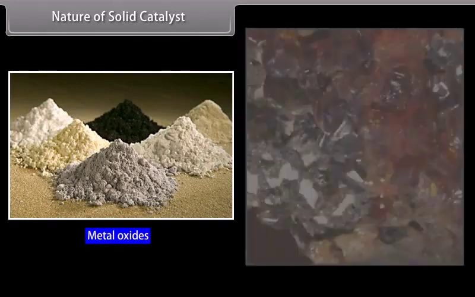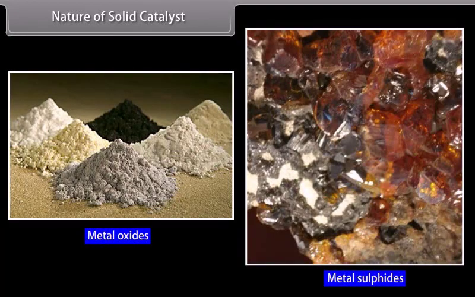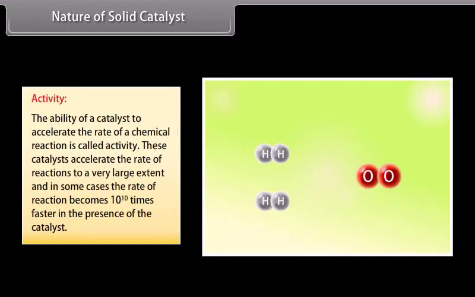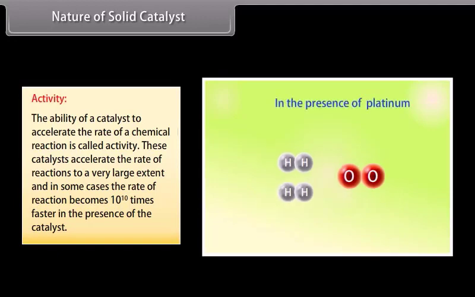Nature of solid catalyst. Metals, alloys of metals, metal oxides, metal sulfides, or mixture of these are generally used as solid catalyst. The two important aspects of solid catalysts are activity. The ability of a catalyst to accelerate the rate of a chemical reaction is called activity.